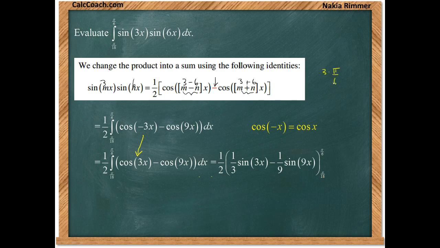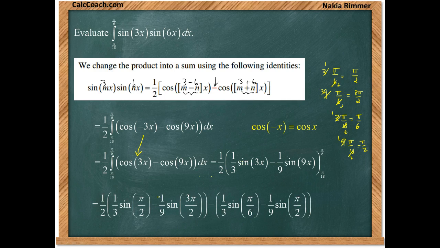3 times pi over 6 is pi over 2. 9 times pi over 6 is 3 pi over 2. These guys cancel. And then 3 times pi over 18 is pi over 6. And 9 times pi over 18 is pi over 2. So we'll have the sine of pi over 2 minus 1/3 the sine of pi over 2 minus 1/9 the sine of 3 pi over 2. Upper limit.